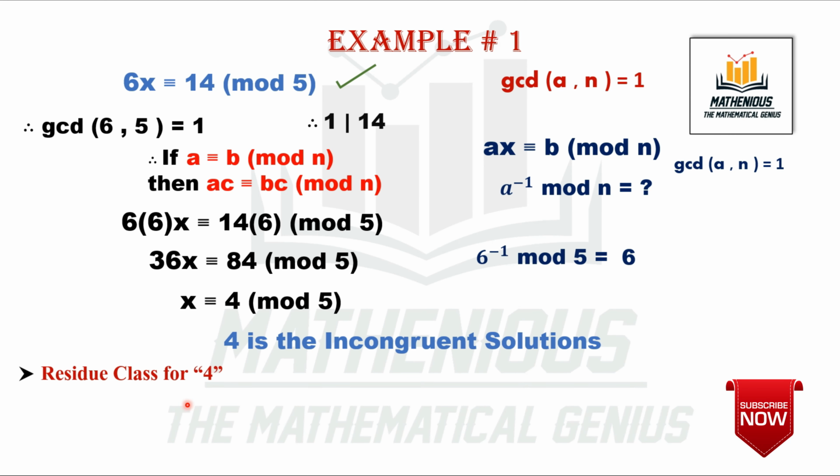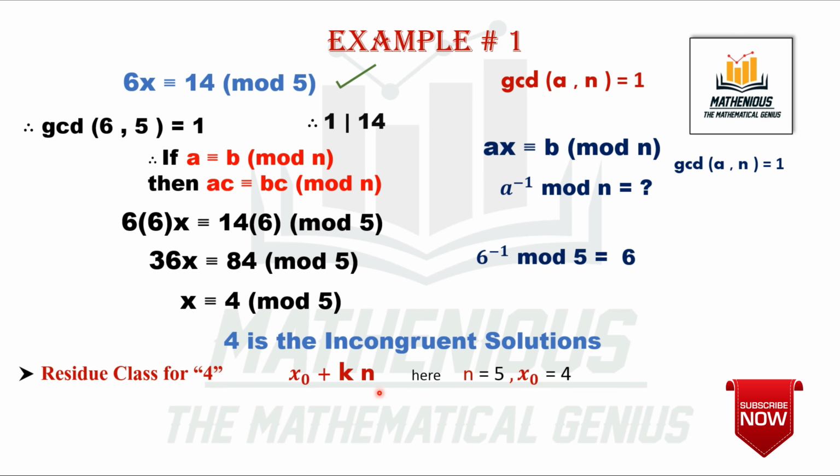Evaluating the residue class of 4, we have the basic formula x naught plus k times n. Here k is a variable, x naught is equal to 4 and n is equal to 5, which will vary with respect to the given question. In this question, x naught represents the incongruent solution and n represents the modulus value. So n is equal to 5 and x naught is equal to 4. So k varies from negative infinity to infinity.